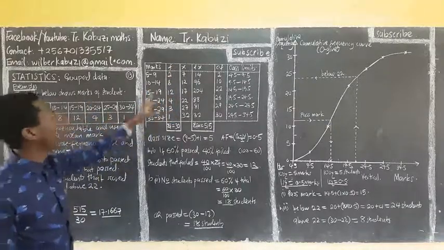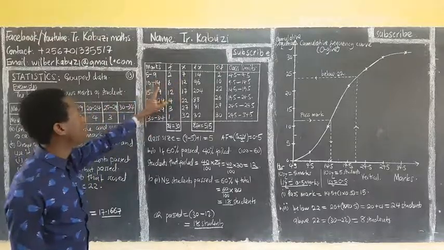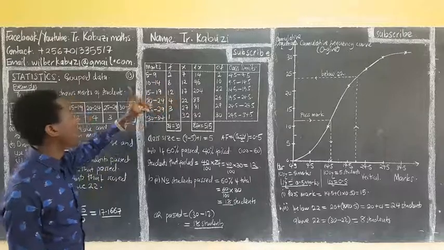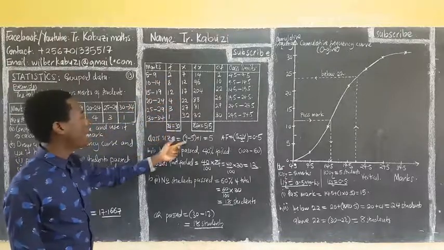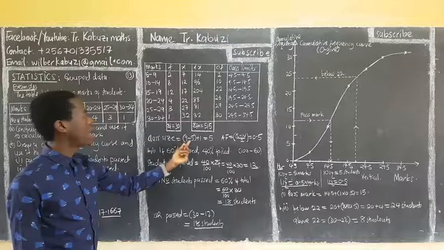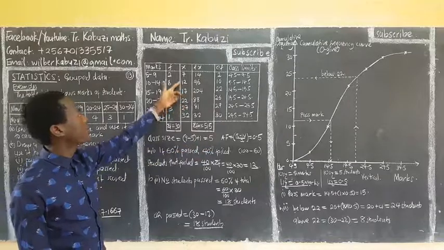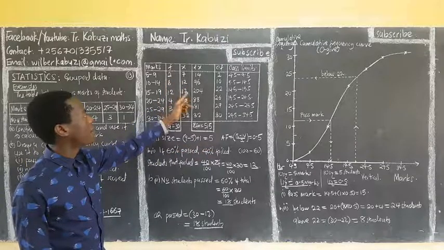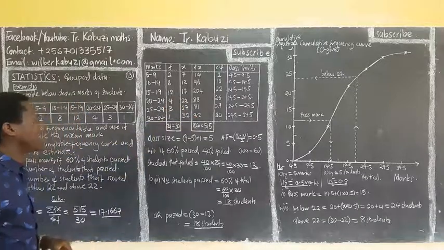Then x, the midpoint, because I need fx: you get this plus this divided by 2, this plus this divided by 2, and so on down. Or the other way is to get the class width: 9 minus 5, plus 1, is equal to 5. Then you add 5 here, add 5 here, add 5 to get the next one. That is the easiest way of getting them.